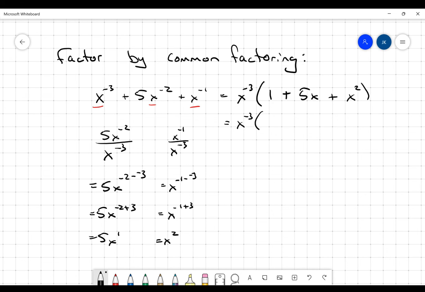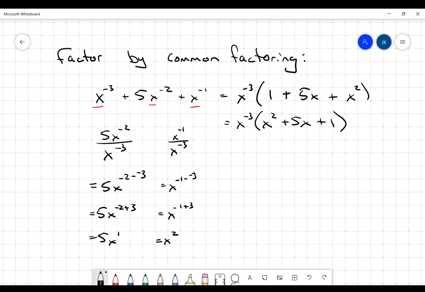Now, I'm going to rewrite this in the order x squared plus 5x plus 1, basically so that I've got decreasing values in terms of the degree of each term. And now I want to check to see if I can go any further with that. Can I factor that any further? Well, it doesn't really look like it. There's no factors of 1 that I can multiply that I can add together to create 5 here.